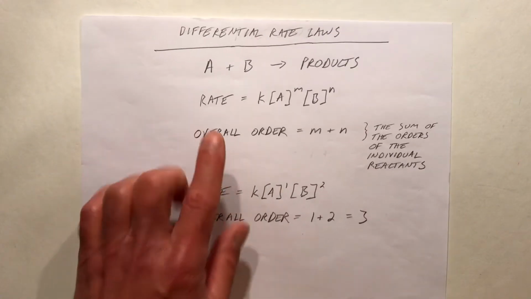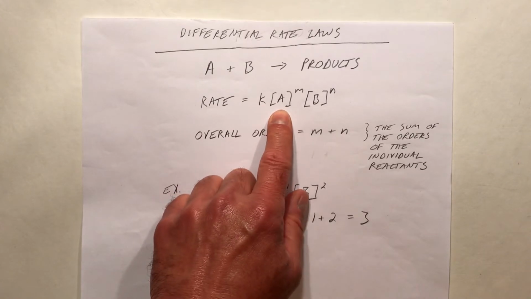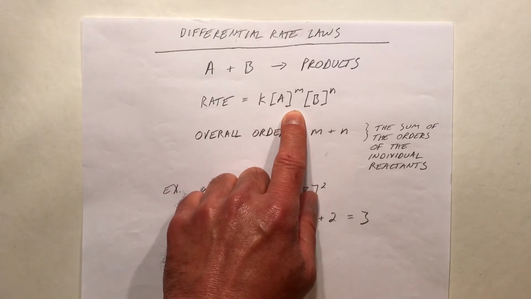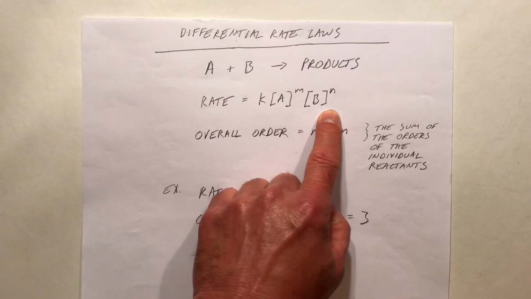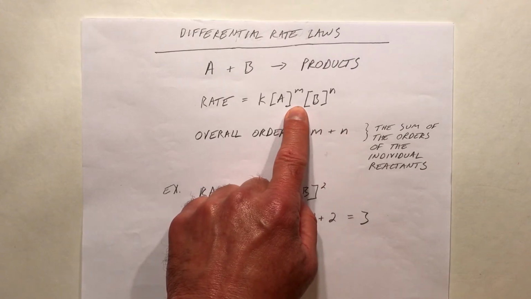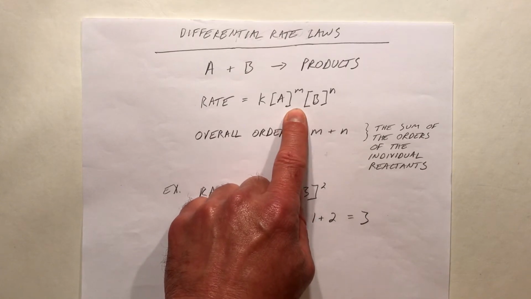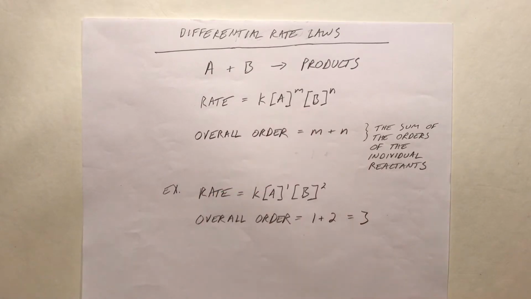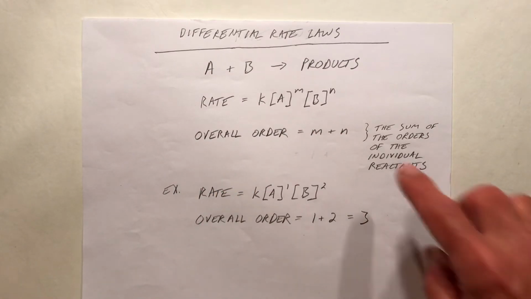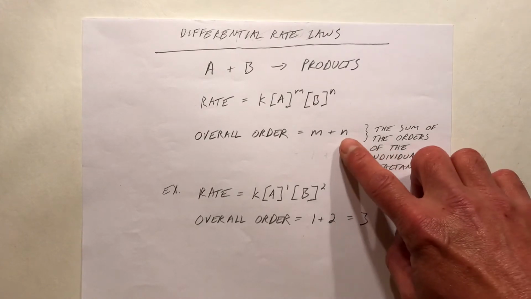The rate of reaction is equal to the rate constant K times the concentration of chemical A raised to the m power times the concentration of chemical B raised to the n power, where the reaction is m order with respect to A, or we could say it's m order in A, and n order with respect to B. The sum of the orders of the individual reactants gives us the overall reaction order.